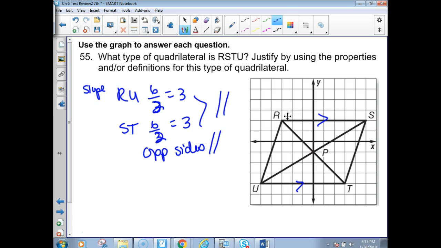And the length of this side is 1, 2, 3, 4, 5, 6, 7, 8. And this side's also 8, but what was RU? Look on your paper, we found it already. It was the square root of 40, wasn't it? All right, so this thing is not a rhombus, so it's only a parallelogram. The sides are not all congruent, so it couldn't be a rhombus, just a parallelogram.